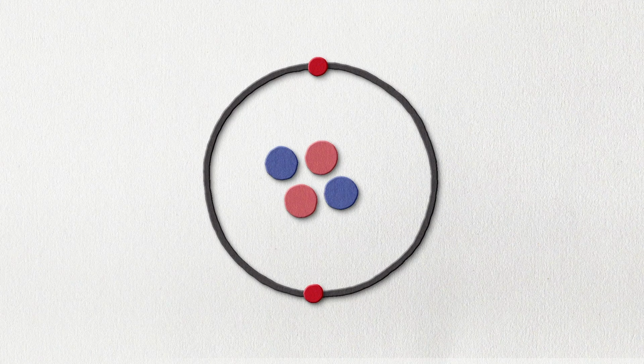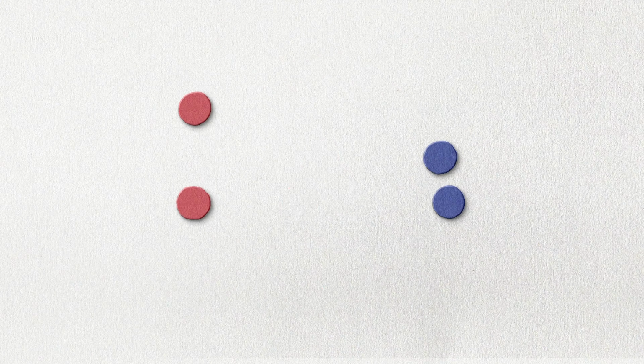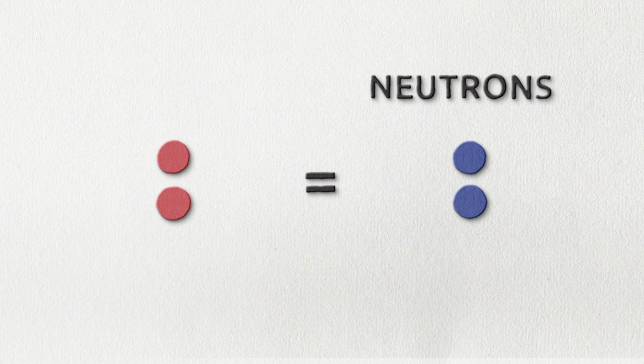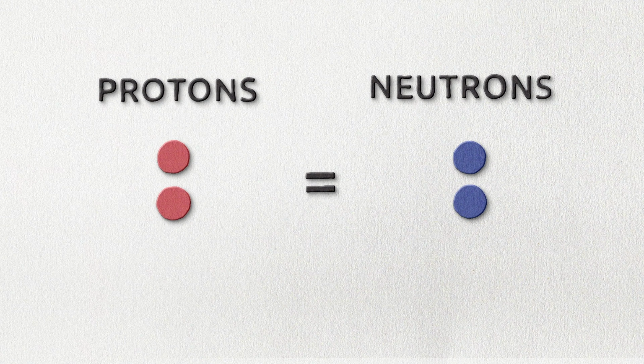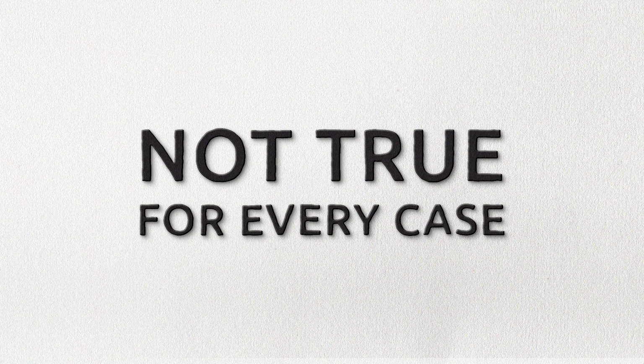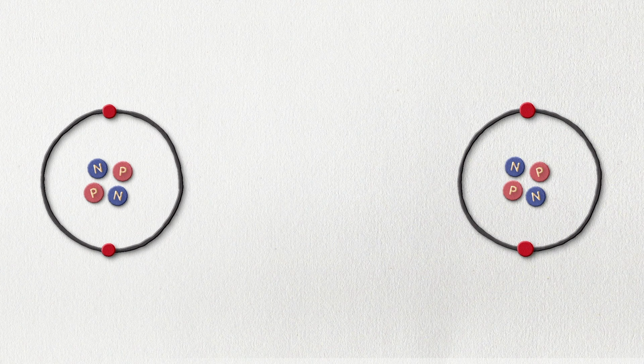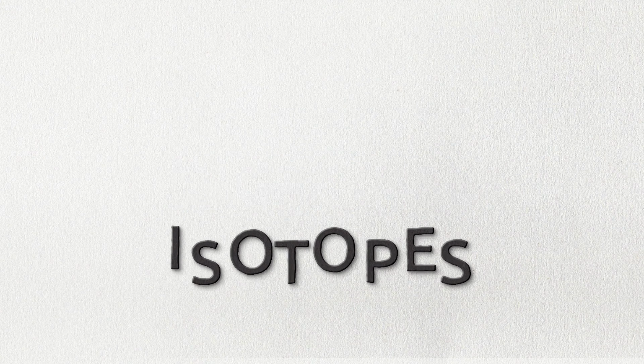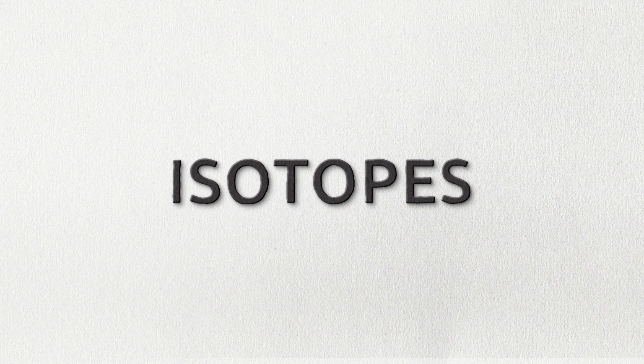In chemistry, we learned that every atom of the same element has an equal number of neutrons and protons in its nucleus. But what if I told you that it's not true for every case? Some atoms from the same element can actually have a different number of neutrons. Those atoms are called isotopes. Today we will learn what an isotope is and why you should care about them.